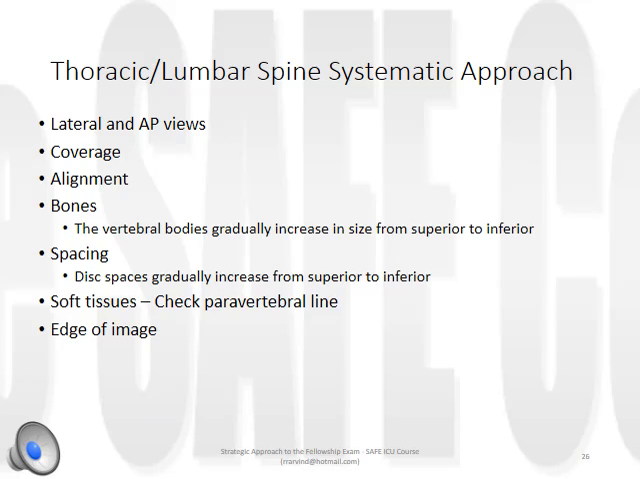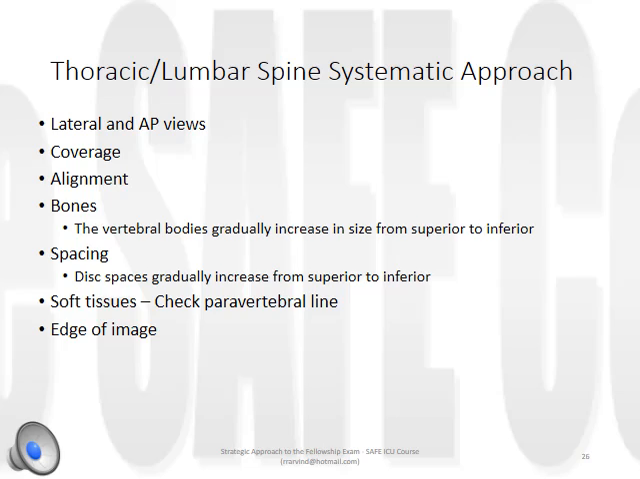Now that we've covered the C-spine and the major injuries that can occur, we can move to the thoracic and lumbar spine, and we can consider what our systematic approach here will be. We're going to be looking for lateral and AP views of these sections of the spine. The whole spine needs to be visible on both views. Alignment will be following the corners of the vertebral bodies from one level to the next, ensuring that they are in line. The bones, again, we're going to trace each outline of each bone, and they should gradually increase in size from top to bottom.